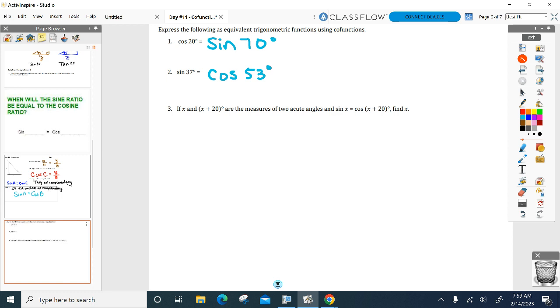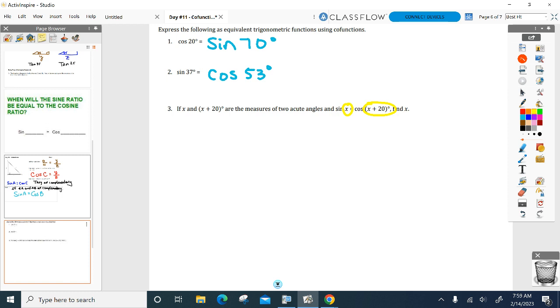Number 3's where it's at. x and x plus 20 are measures of two acute angles. And notice what we said: the sine of x equals the cosine of x plus 20. Whoa, whoa. If you're going to set sine and cosine equal to each other, what am I going to know about their angles, x and x plus 20? They're not equal. Don't set them equal.